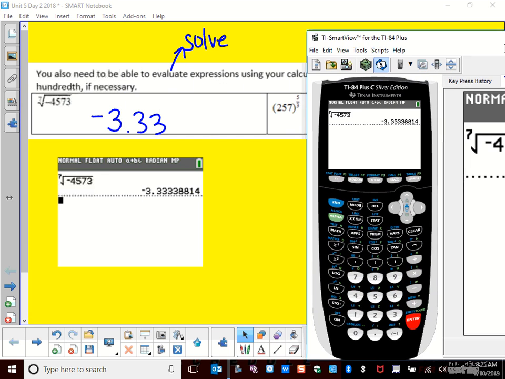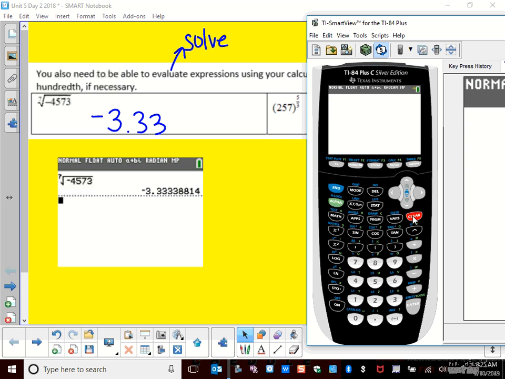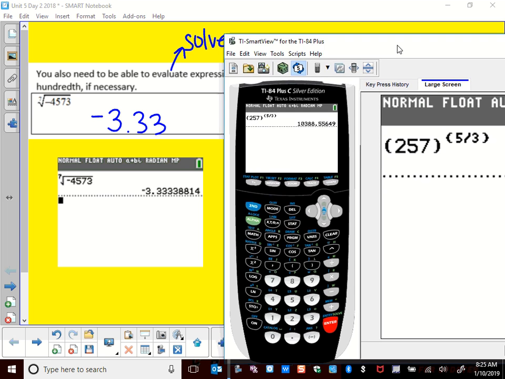My next problem is parentheses 257 to the power of parentheses 5 divided by 3. Okay. On your test, if I want decimals, you'll see it in the directions that say like round to the nearest whatever. Alright, we get 10,388.57.